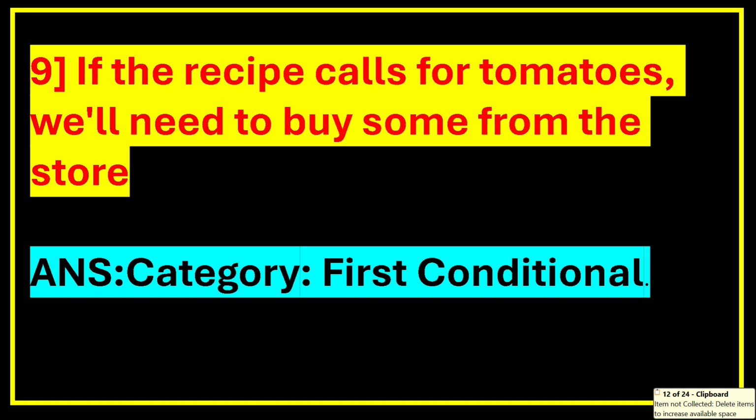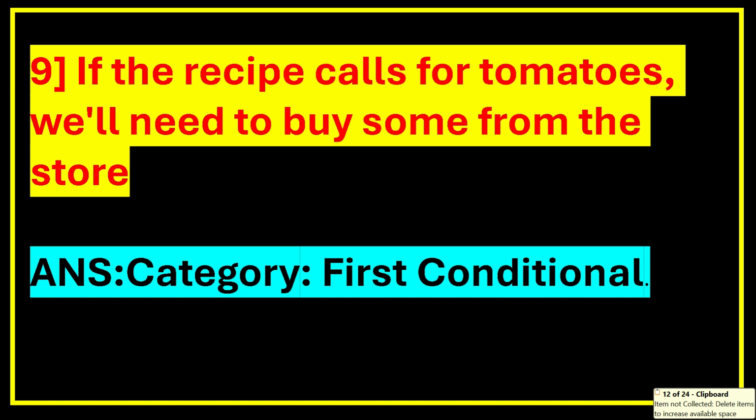This sentence describes a real and possible situation, that is, a future situation. If the recipe actually requires tomatoes, then the action of buying them will happen. Since it talks about a likely outcome in the future, it is a first conditional sentence.